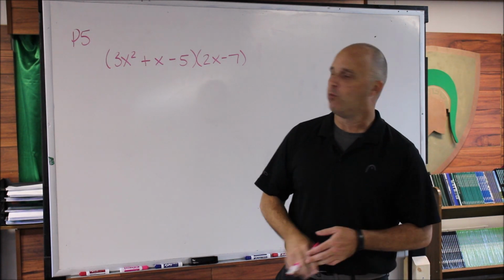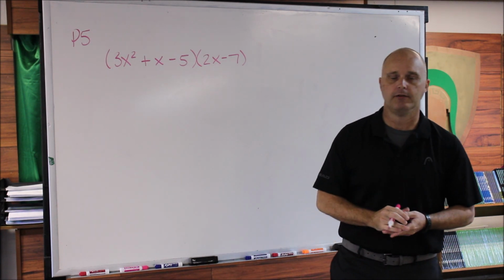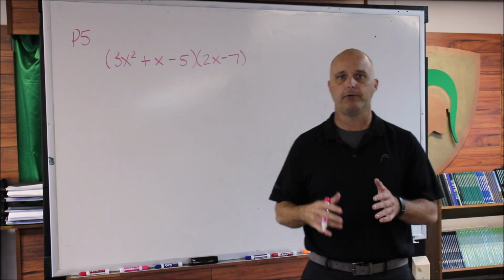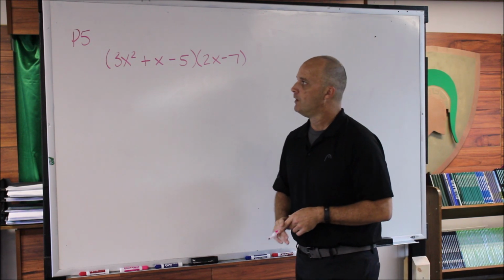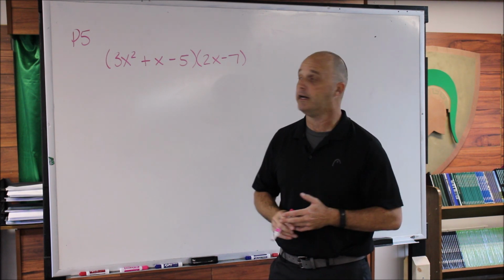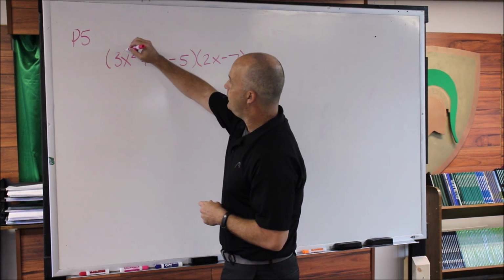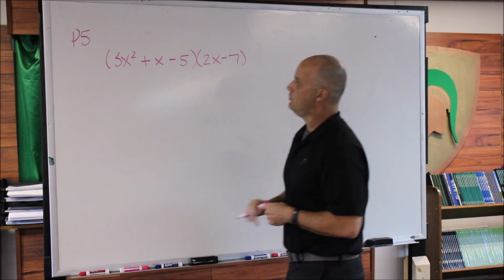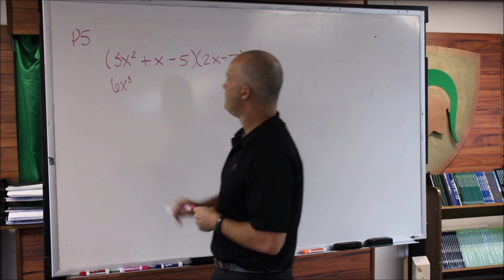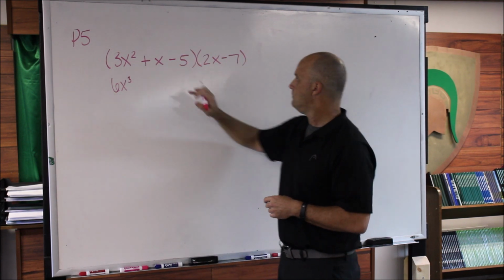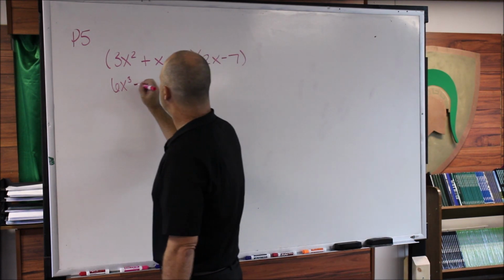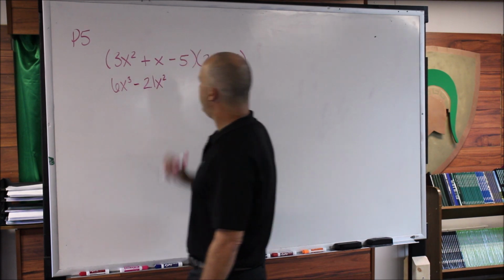Here in problem number 5, we're given a trinomial times a binomial. So we can't apply FOIL to this, but I'm going to show you a really easy way of going through and working this problem through. So what you want to do is start with your first term in that lead quantity. And you're going to multiply this 3x squared times the 2x. So 3x squared times 2x is going to give you 6x cubed. Then you're going to take again that first term and multiply it against the next term. So 3x squared times negative 7 is going to be negative 21x squared.